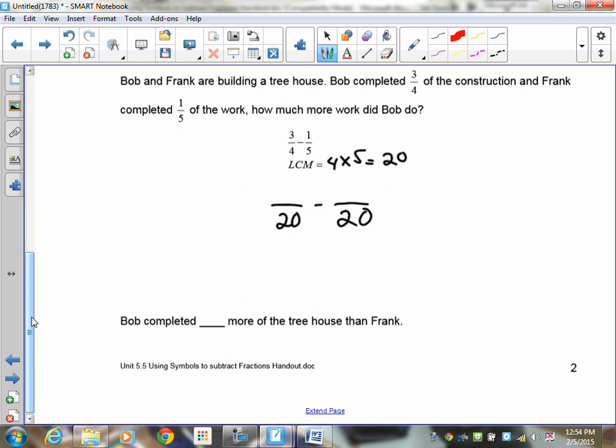So cross multiply. 3 by 5, that's 15. Next, 1 by 4, that's 4. So 15 take away 4 over 20. You keep the same denominator. And of course, 15 take away 4 is 11. So there's your answer, 11 over 20. Very straightforward. The process is always the same.